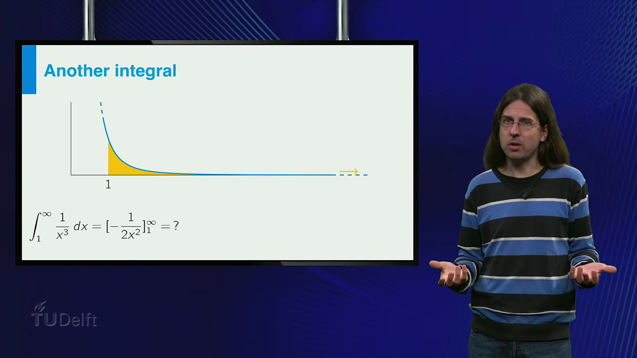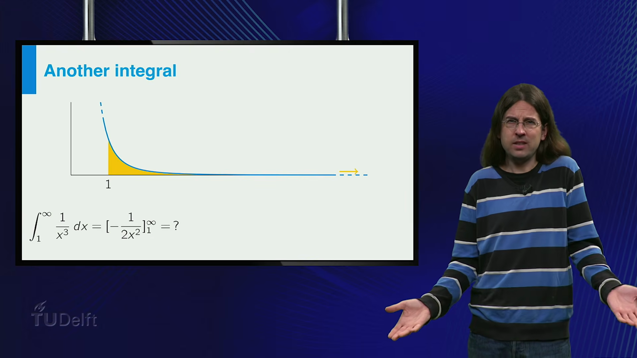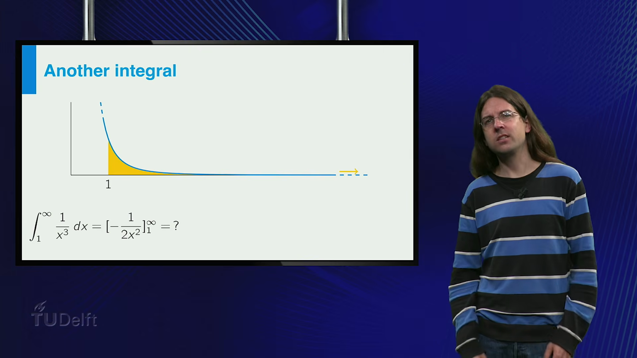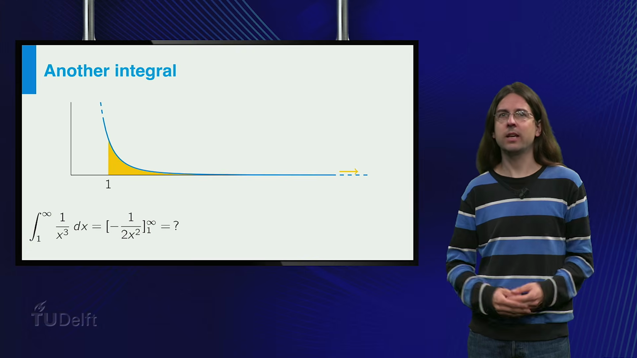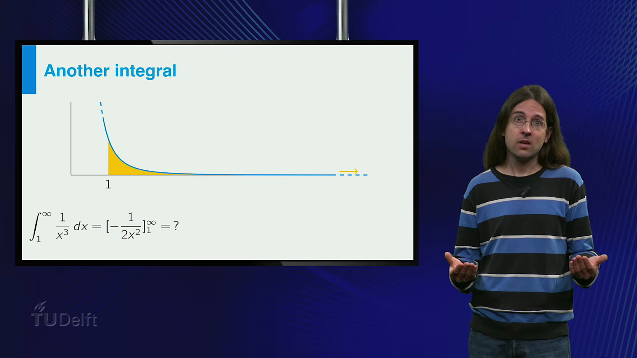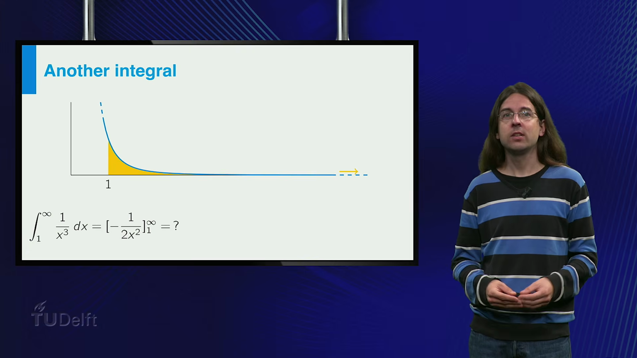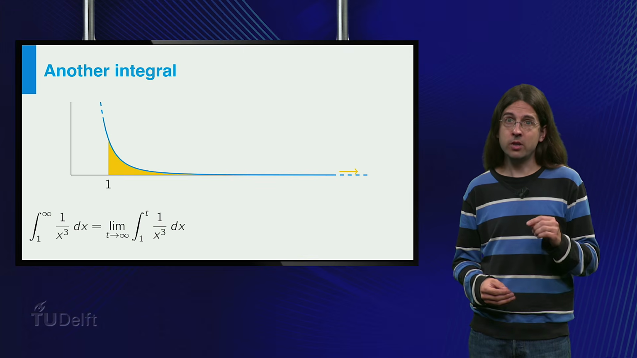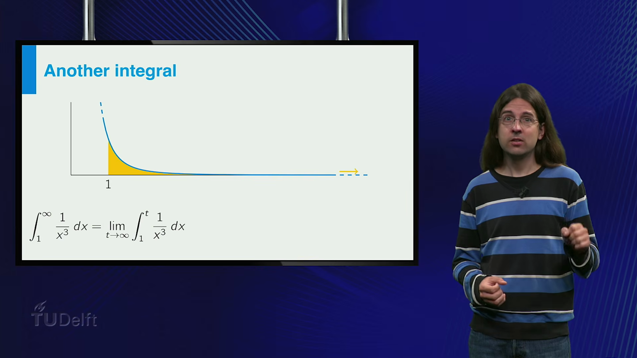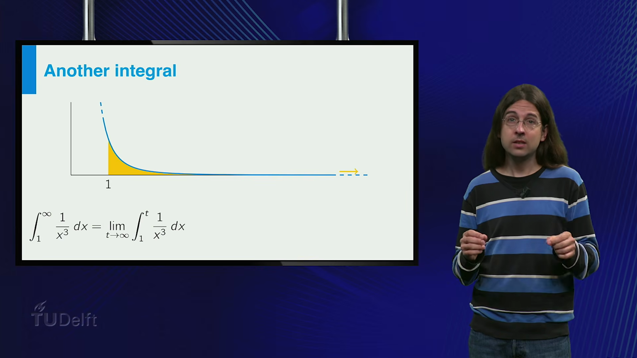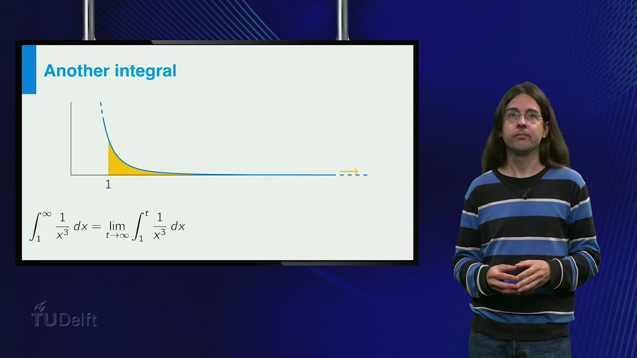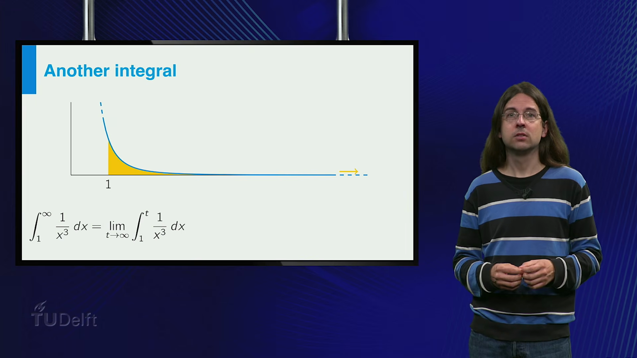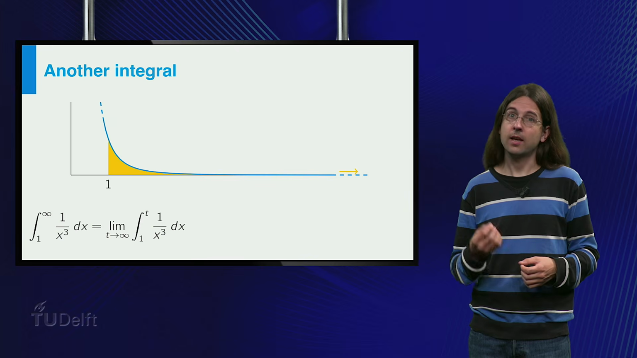I know what happens if I plug in x equals 1. But how can I plug in x equals infinity? Well, infinity is not a number, so we can't calculate it like this. The proper way of dealing with this is to take a limit to infinity. Thus the integral from 1 to infinity is the limit of the integral from 1 to t as t goes to infinity. The integral itself is now an integral over a finite interval, just as we're used to, and can be readily calculated.